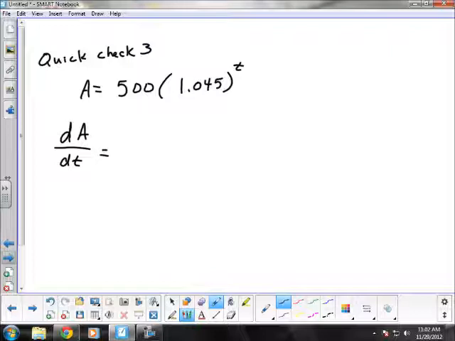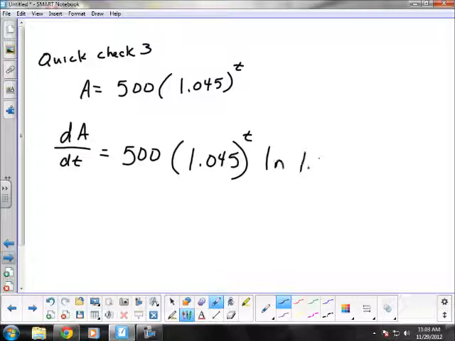Okay, so what are we going to do? Got to bring 500 down because it's just a coefficient. And I don't have to worry about the derivative of the exponent this time because the exponent is just t, and the derivative of that's 1. Okay? Any questions? Yes, that's it.